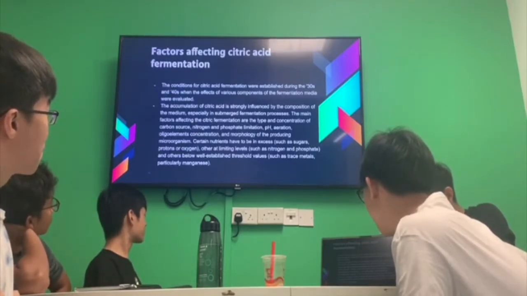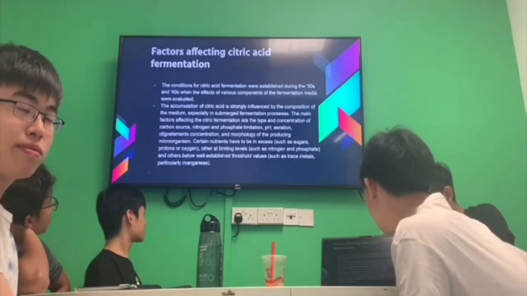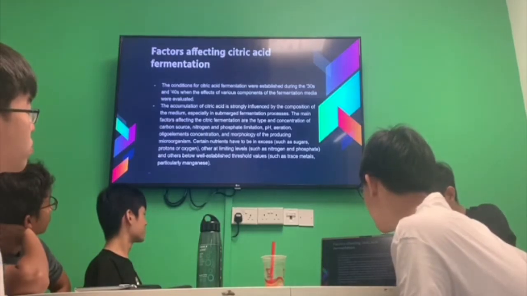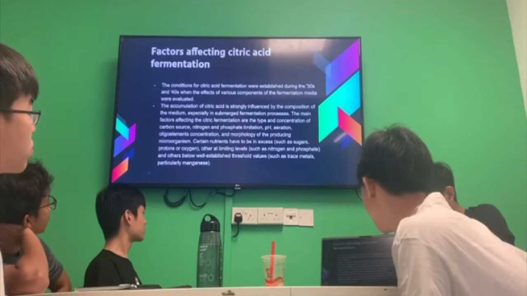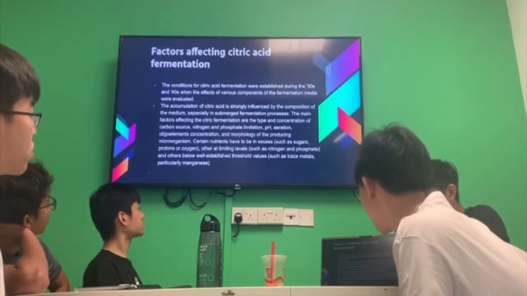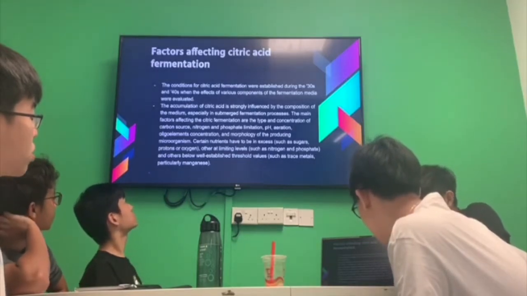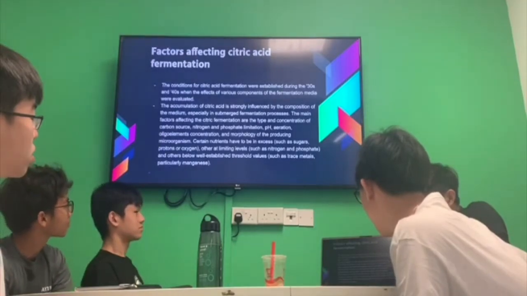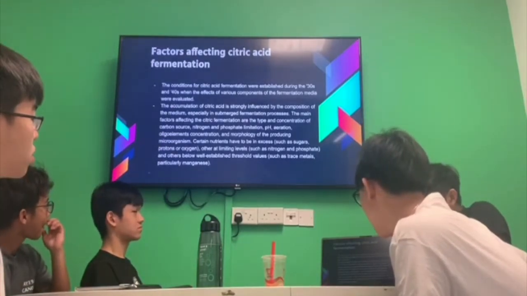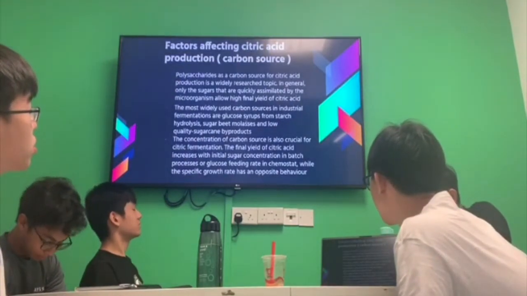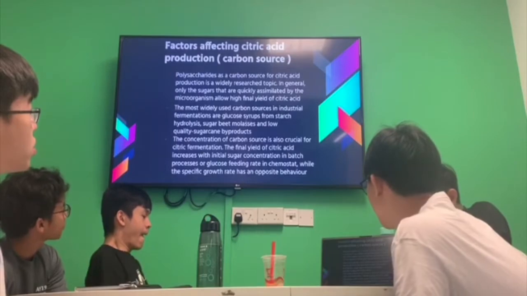The main factors affecting the citric fermentation are the type and concentration of carbon source, nitrogen and phosphate limitation, pH, aeration, oligoelements, concentration and morphology of the producing microorganisms. Certain nutrients have to be in excess, such as sugars, protons or oxygen. Others at limiting levels, such as nitrogen and phosphate, and others below well-established threshold values, such as trace metals, particularly manganese. So the factors affecting citric acid production: carbon source.